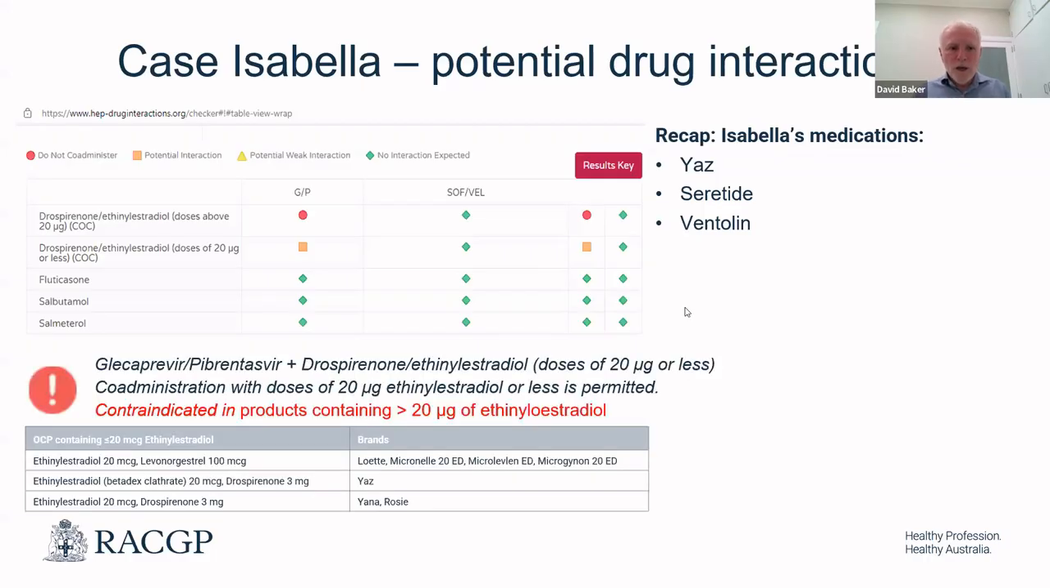Here we go, some details. This is the summary of what the Liverpool website will produce, and you can download this as a PDF and keep it in the patient's file if you need to. This is just a summary at the bottom that low-dose estrogen oral contraceptives are acceptable. Next slide.